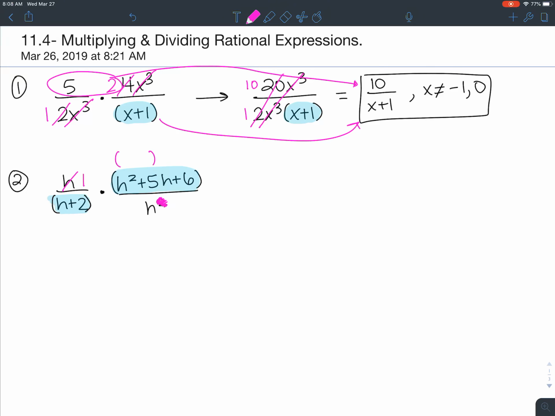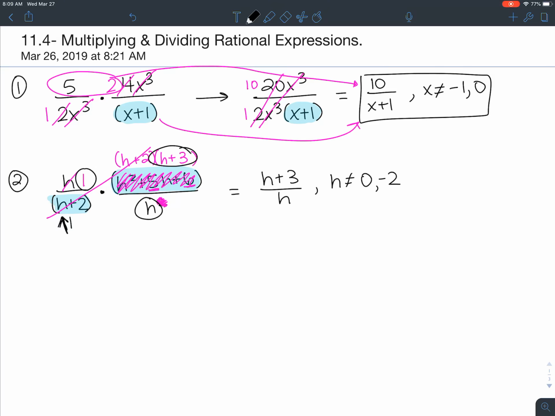Let's see if we can factor this. So we have h times h is h squared. What numbers multiply to 6 and add to 5? Well, that's 2 and 3. So I'm going to scribble this out, okay? And then, hey, check that out. H plus 2 can cancel with h plus 2 because they are identical. So I end up with 1 times h plus 3 is h plus 3, and 1 times h is h. H could not be 0, or back to the beginning, it could not be negative 2.